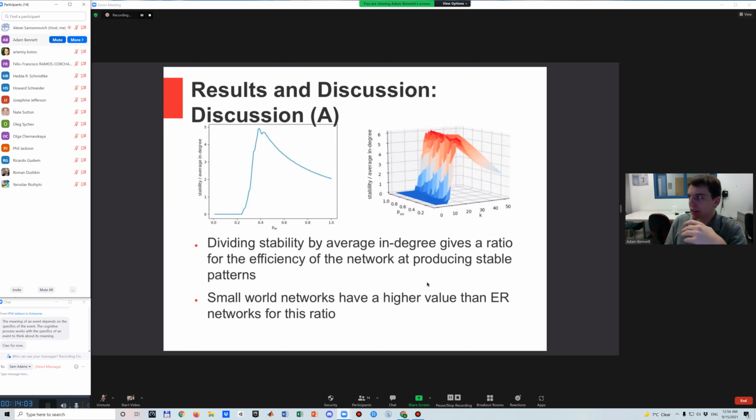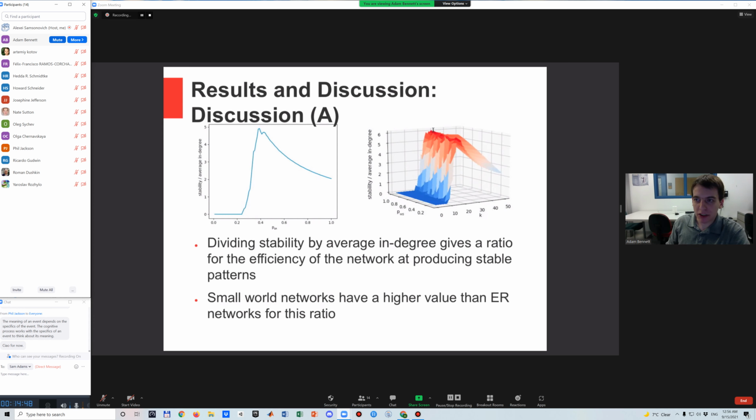But since we know that the number of synapses is proportional to the in degree of the network, and we know that the performance is proportional to the number of synapses, we can divide the stability by the average in degree to get a rough estimate of the efficiency of that network in terms of producing stable patterns with respect to the computational cost. And the really interesting thing here is for the small world network, we see that this ratio hits a value of around 6, whereas it only gets to around 5 for the ER networks.